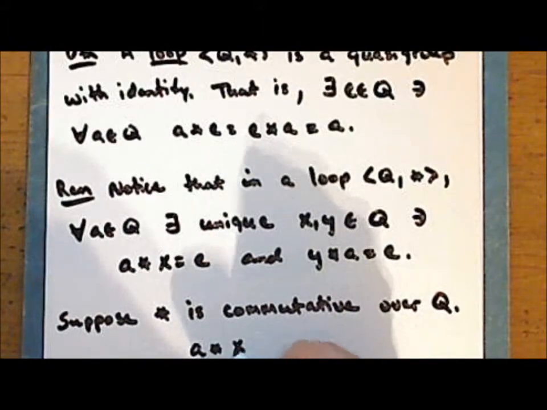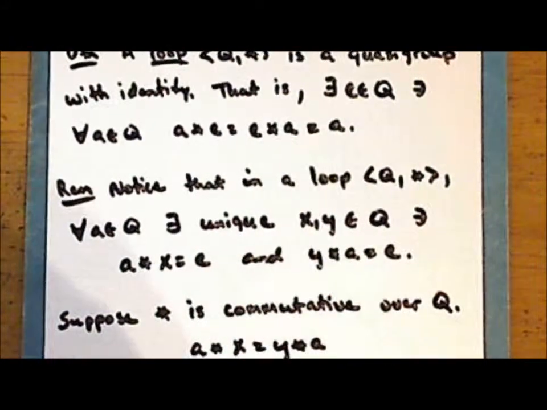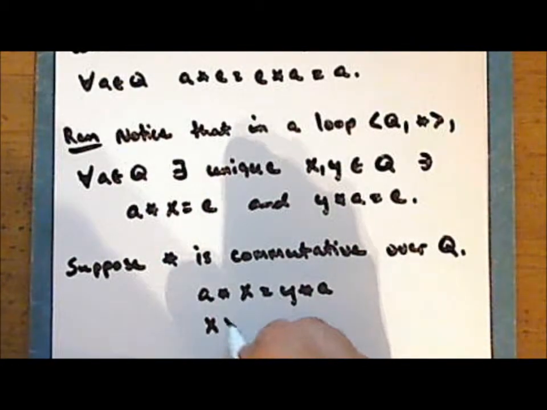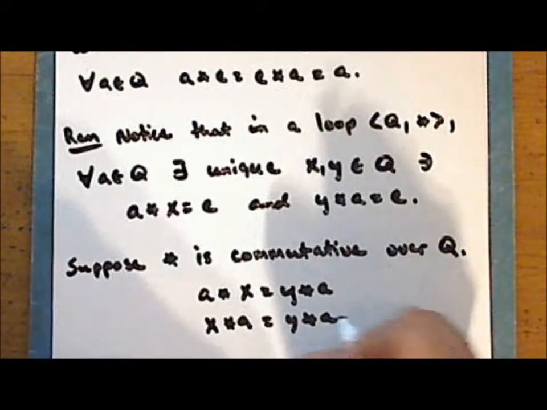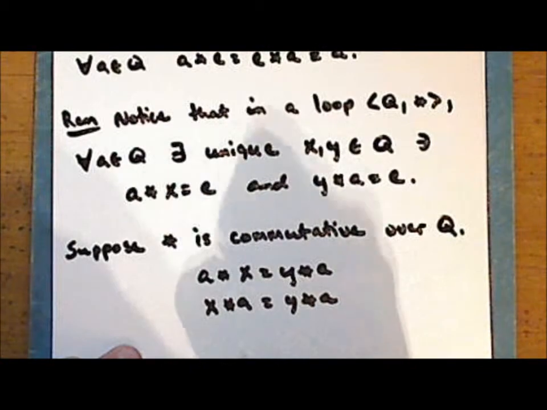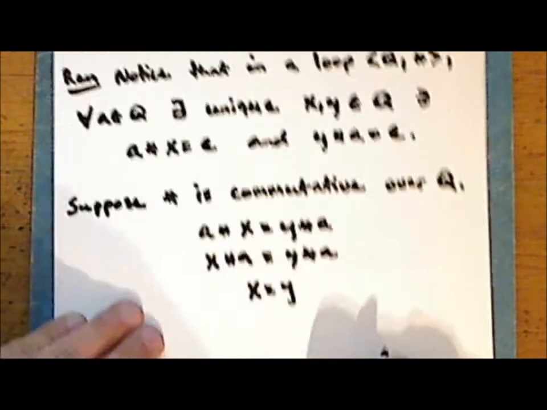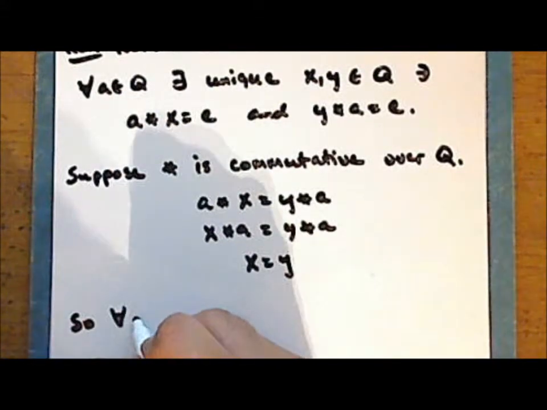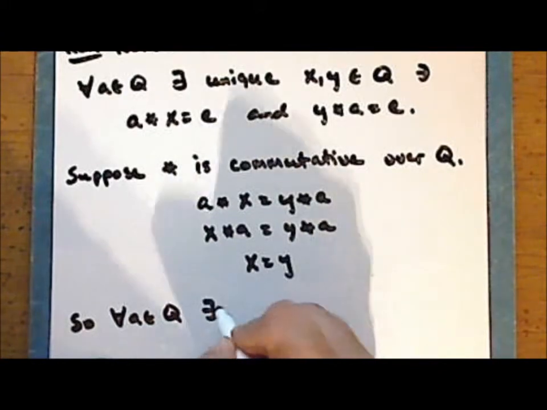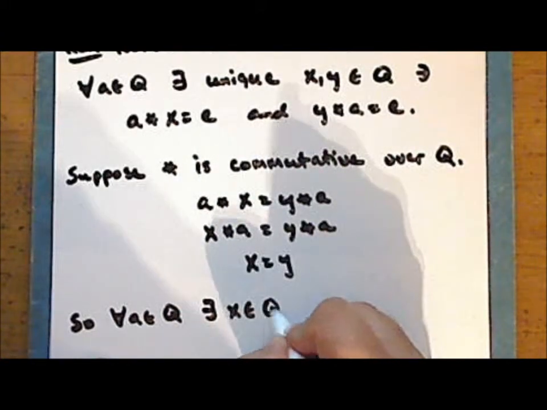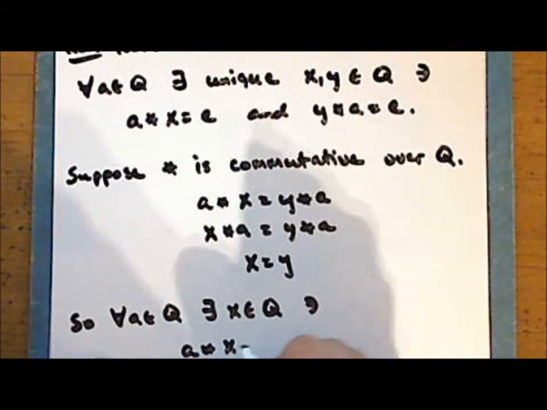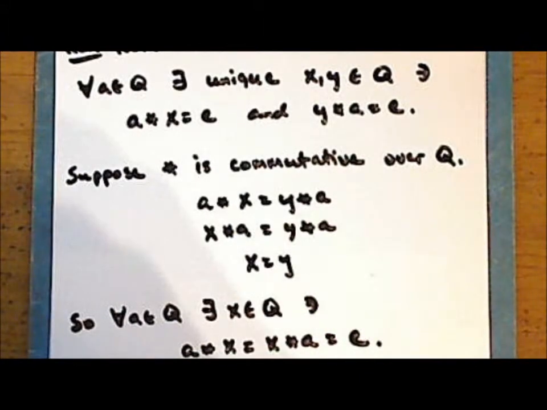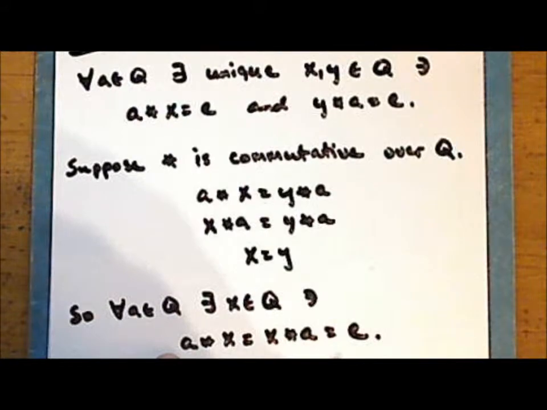Then, as A star x is identity and Y star A is identity, we have that A star x is equal to Y star A. Now, if the operation is commutative, as we are assuming, then we can rewrite this equation as x star A is equal to Y star A. And as the right cancellation law holds, we have that x is equal to y. And so if the operation is commutative, for every element A in the set Q, there exists a unique element x in the set Q such that A star x is the same as x star A, which is the identity. So if the operation is commutative, every element A has a unique inverse.